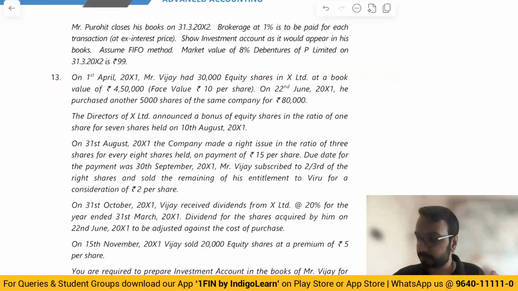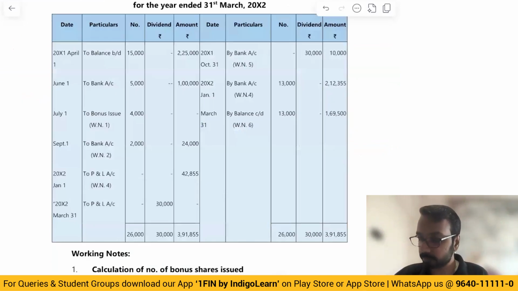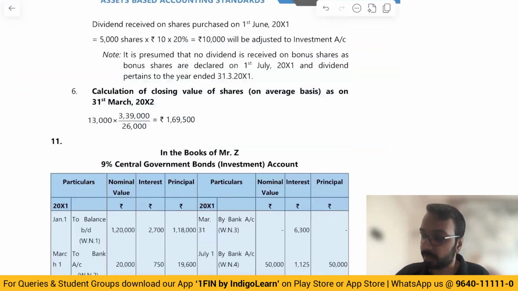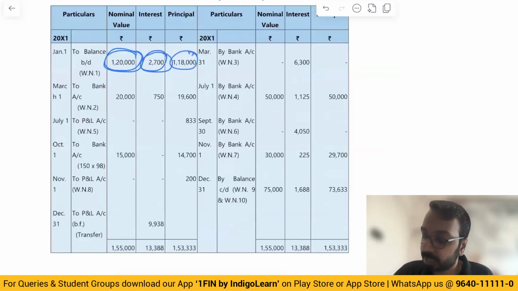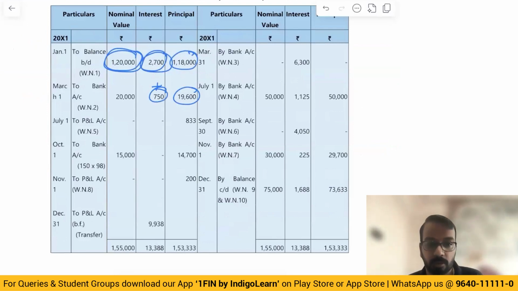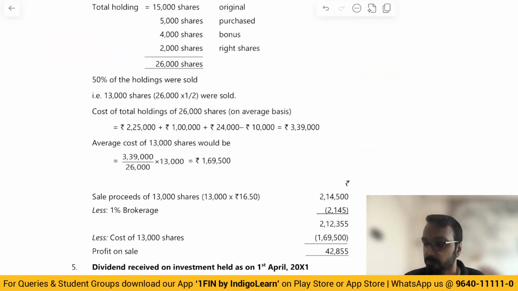So let us see. Opening balance, nominal value, interest, cost. Then 19,600 is what we paid, plus interest we calculated, 750. All right.